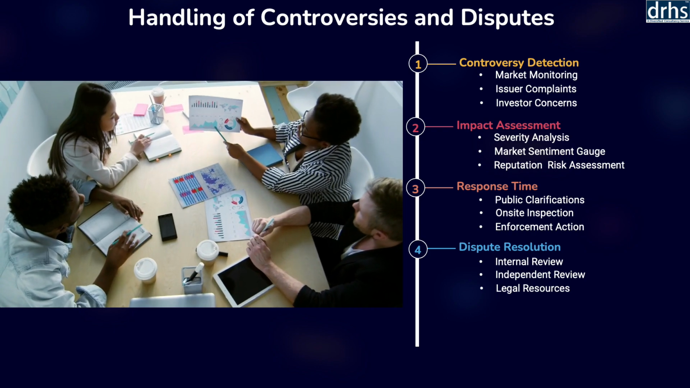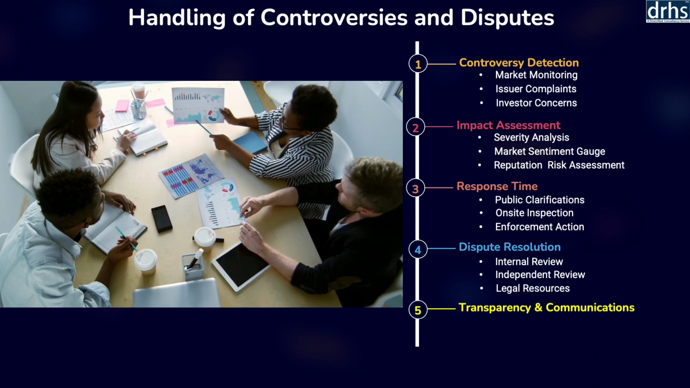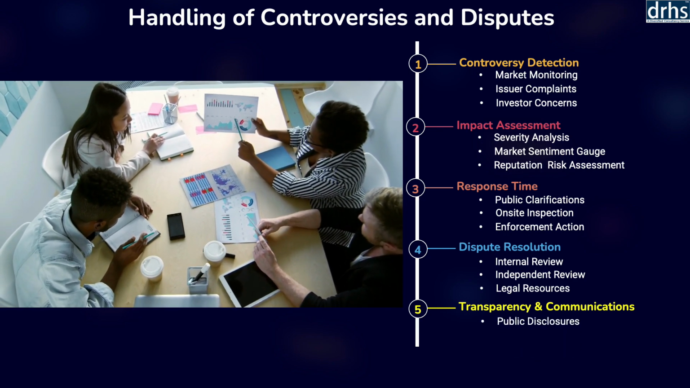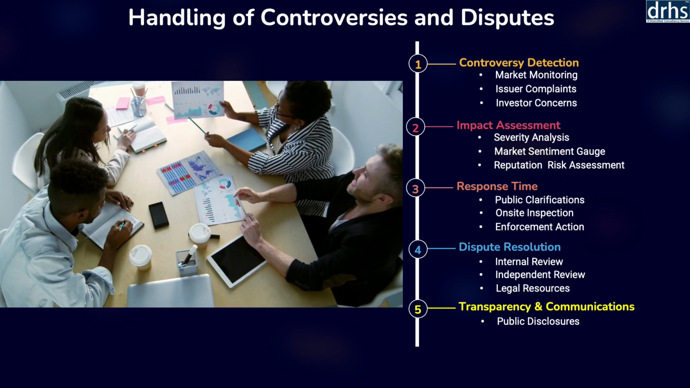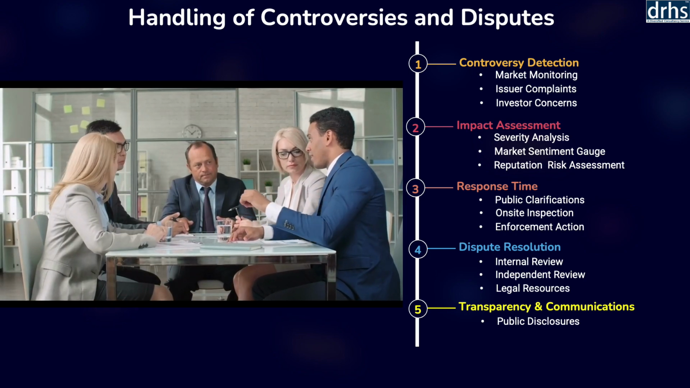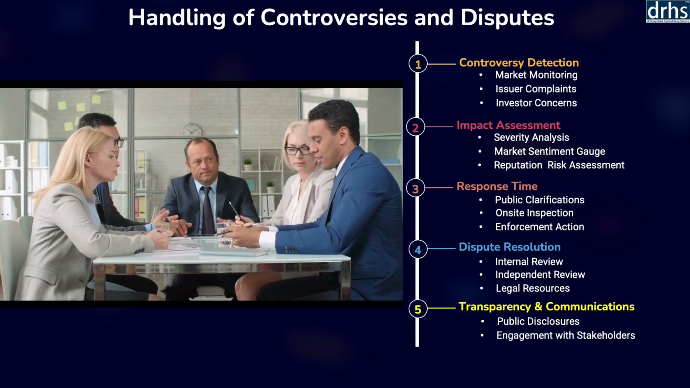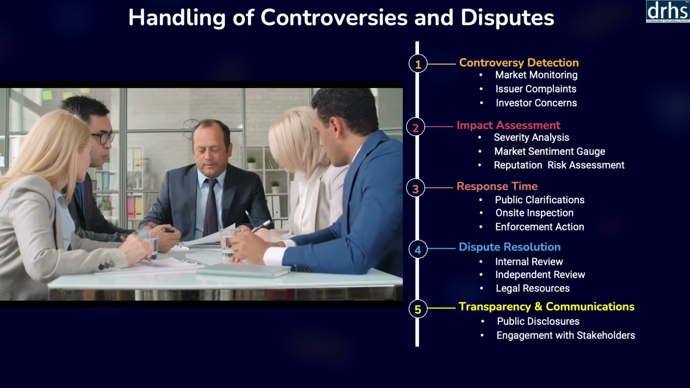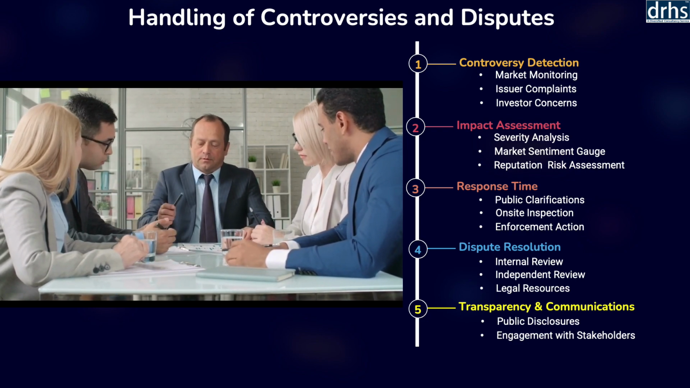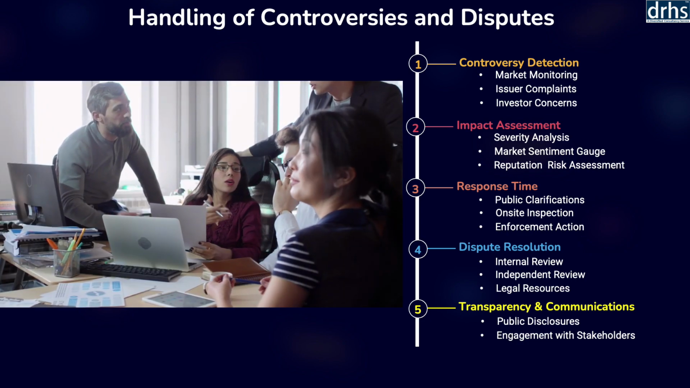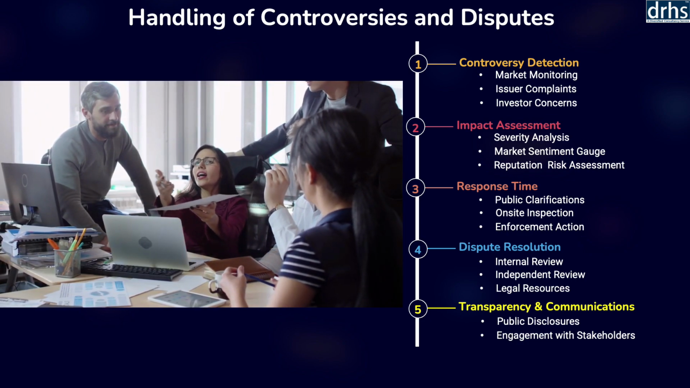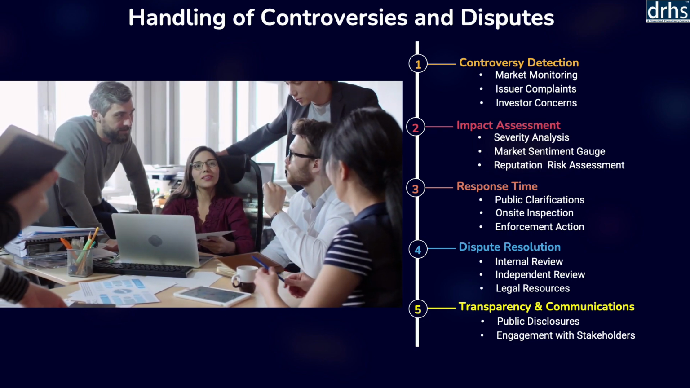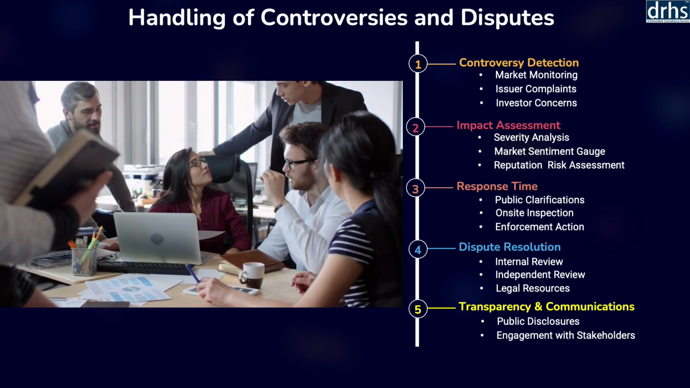Now, throughout the process, SEBI will likely emphasize transparency and communication. This may involve two things. First is public disclosure. SEBI might issue a public statement regarding the controversy, the corrective action taken, and the final resolution. The next is related to engagement with stakeholders. SEBI could engage with market participants, including ERPs, companies, and investors, to ensure a fair and transparent resolution. By establishing a clear process for handling controversies and disputes, SEBI aims to maintain investors' confidence in the ESG rating system and foster a more robust and reliable framework for evaluating companies' ESG performance.